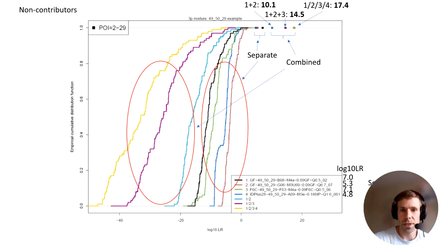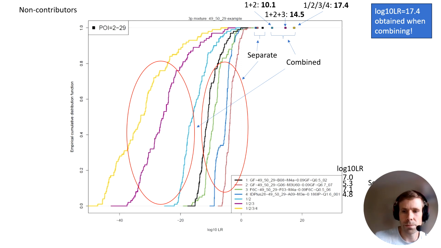So this figure shows how the calculated LR changes when combining different samples. What we obtained when combining all the 4 samples was the highest LR, of almost more than 17. And as the number of combined samples increased, the LR increased.